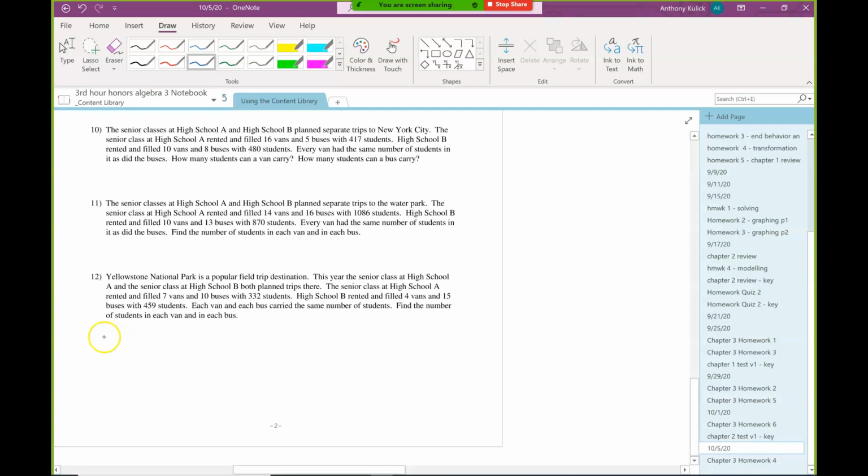So, it should be pretty clear that we have 2 variables. So let's do V to be the number of students per van. And I'll do B to be the number of students per bus. Everybody agree with that? Okay.